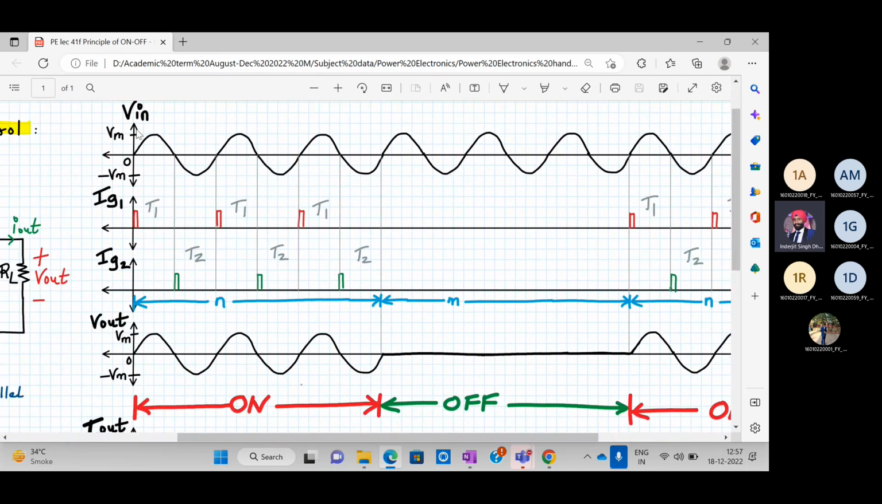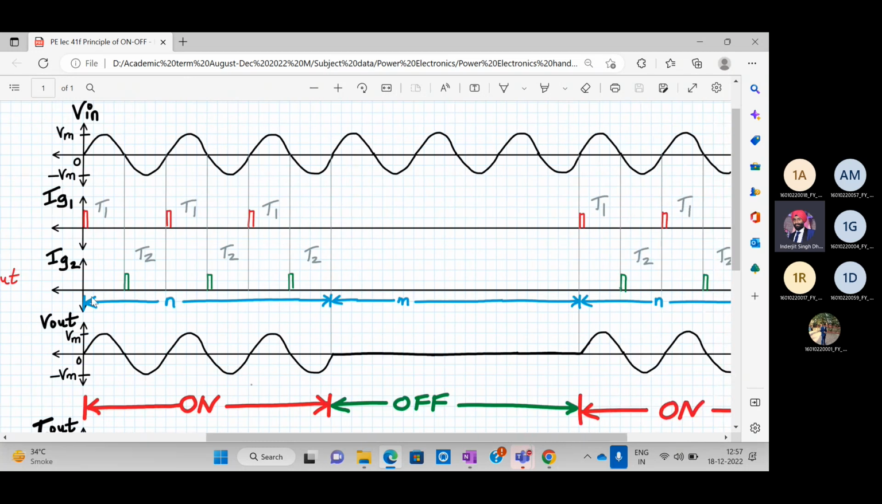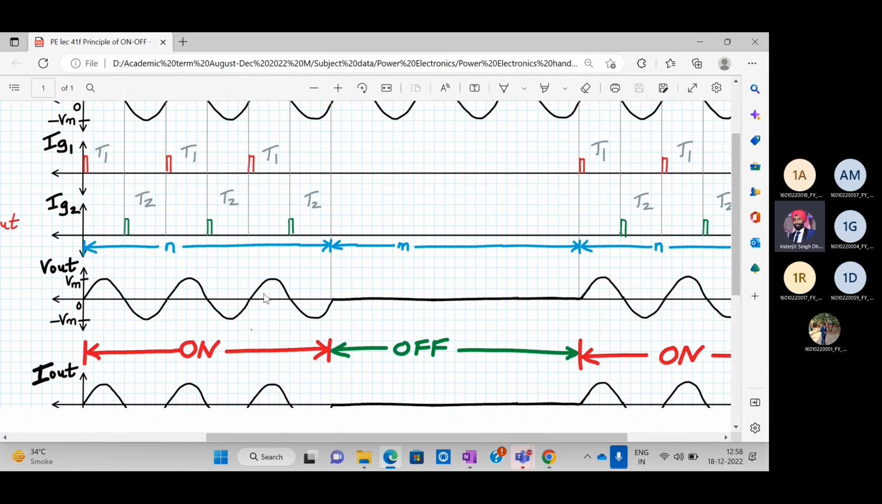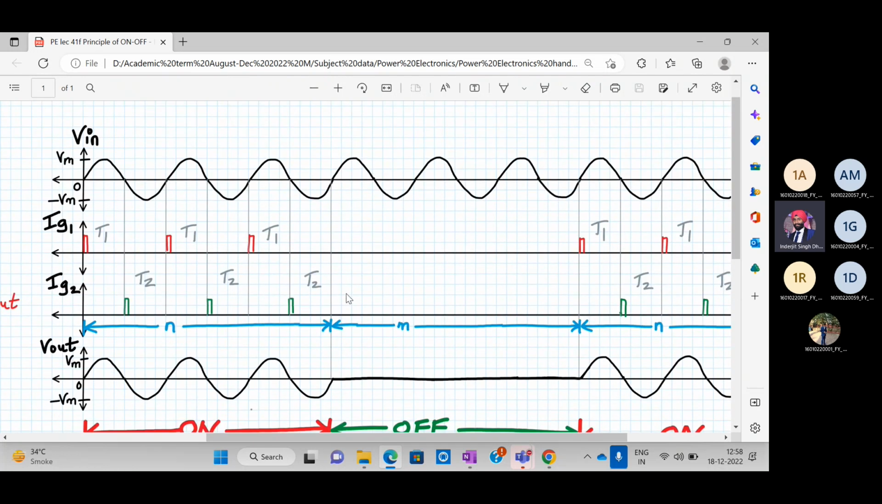Yeah, this is my V in. As you can see, there are many cycles of V in, and here alpha is zero. It's been triggered at alpha equal to 0, 2 pi, 4 pi. Then IG2, that's for the T2 SCR. T2 has been triggered at pi, 3 pi, then 5 pi, and so on. So during this blue period over here, it is N. During this period, your output will be the same as your input.